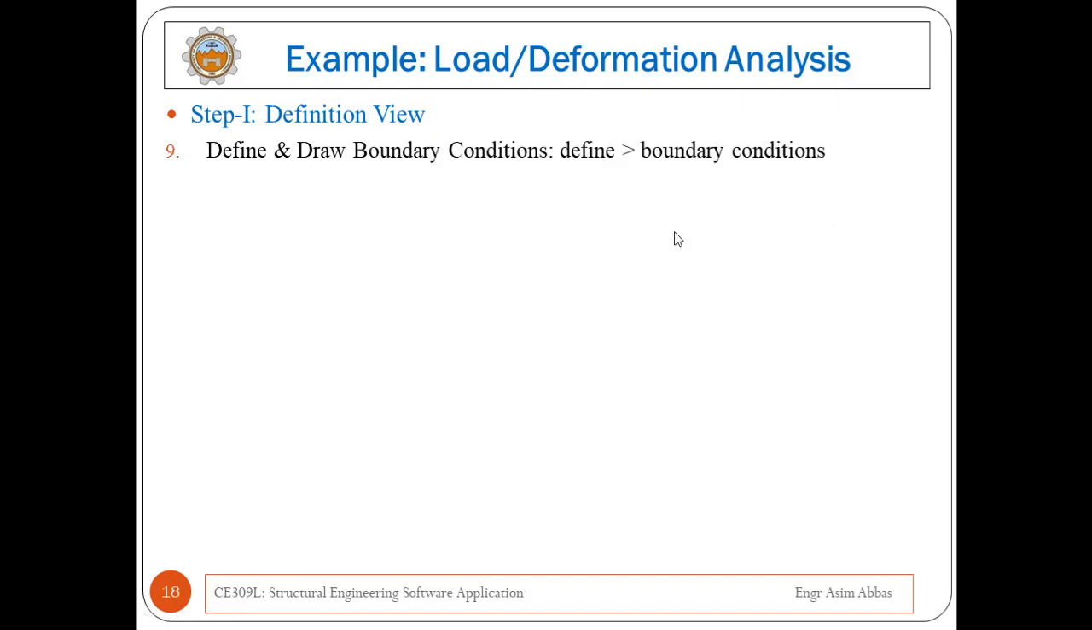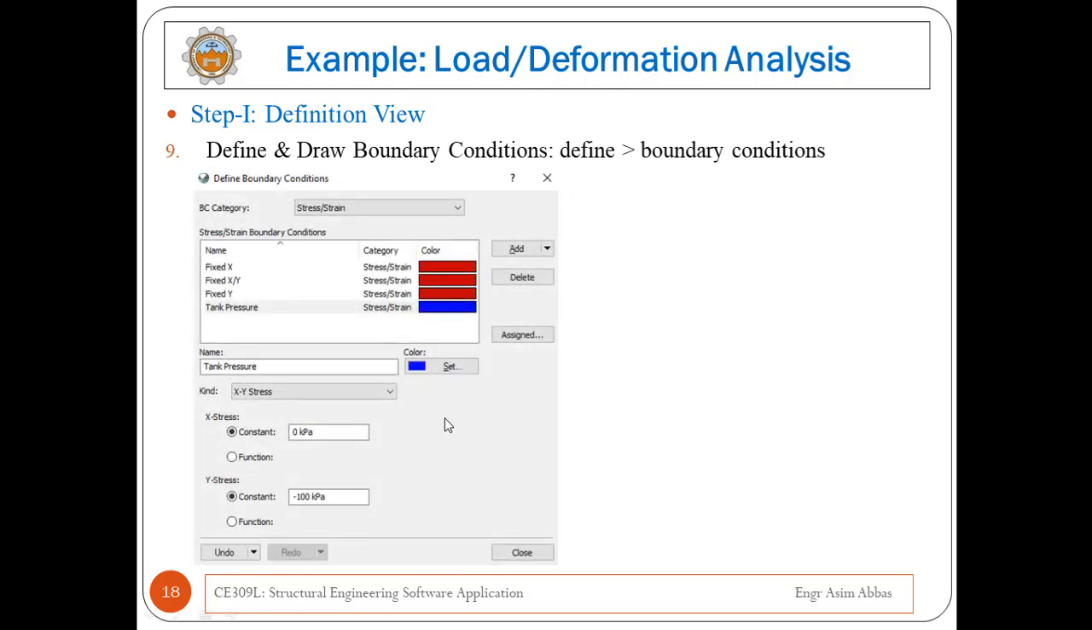Step 9, I will define and draw boundary condition. So first of all, I will define boundary condition. For that, go to define, then choose the boundary condition. So this window will appear, right? So I will choose the category, and it will be stress strain, right?